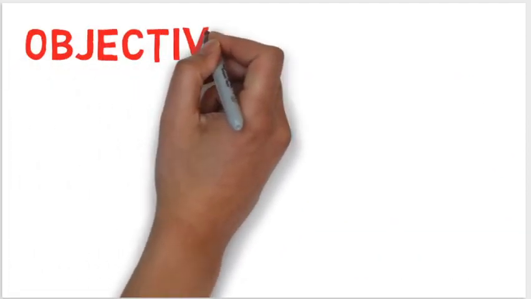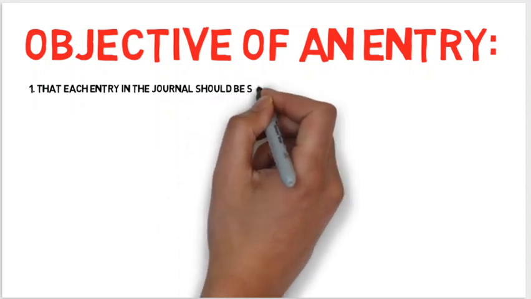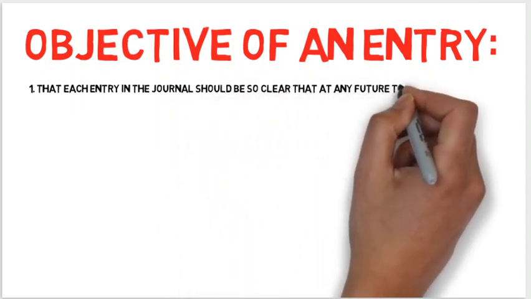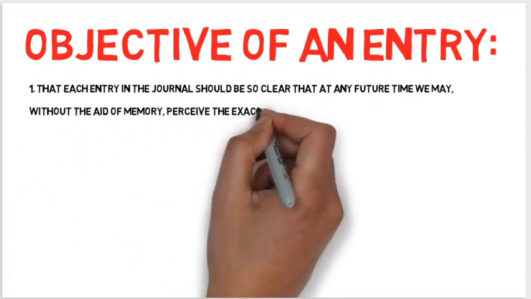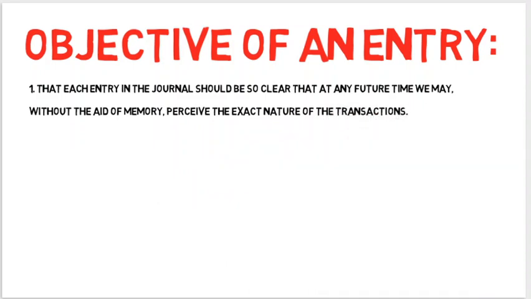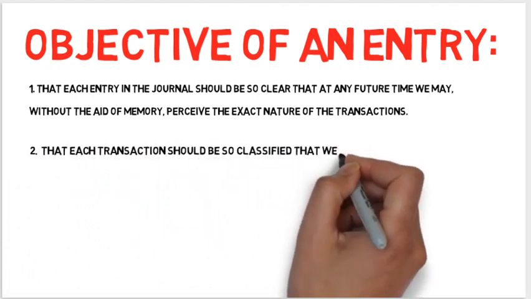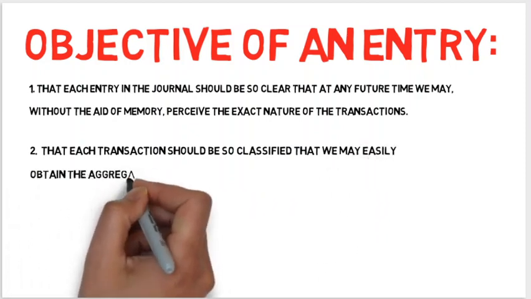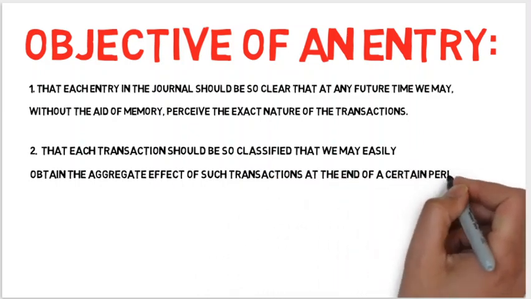Objective of an entry. While recording transaction in journal, the following two objects must be aimed at. First, that each entry in the journal should be clear that at any future time we may, without the aid of memory, perceive the exact nature of the transaction. Last one, that each transaction should be classified that we might easily obtain the aggregate effect of such transaction at the end of a certain period.